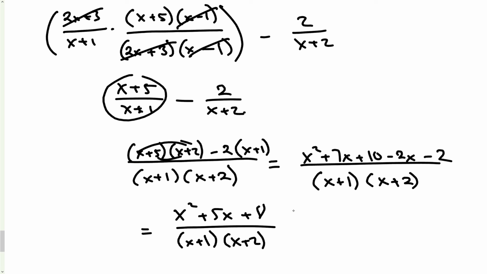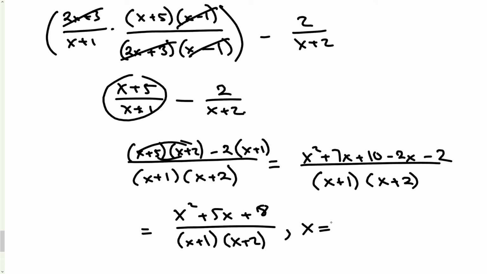Now, are there factors of that ugly 8? Are there factors of 8 that add to 5? Well, the factors of 8 are 1 and 8, which adds to 9, 2 and 4, which adds to 6. That's it. So, no, which means we're done.